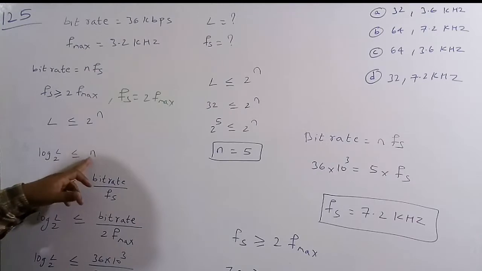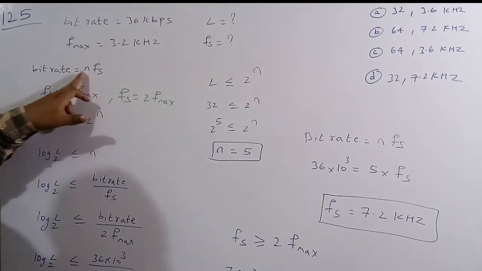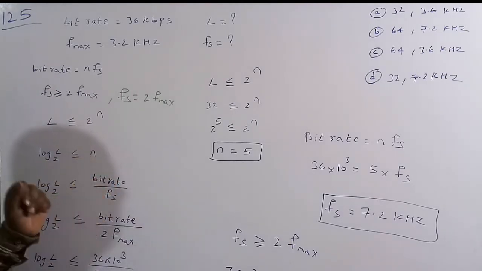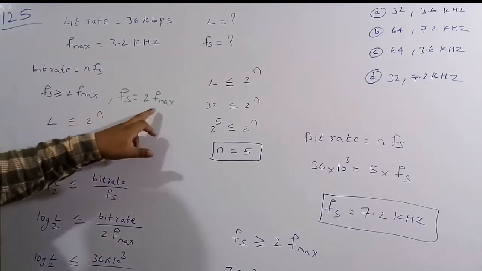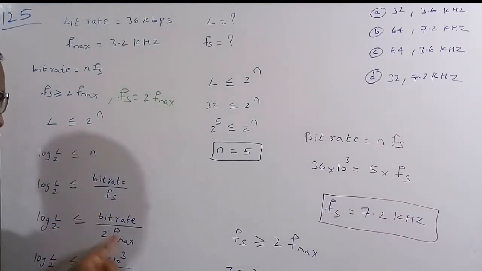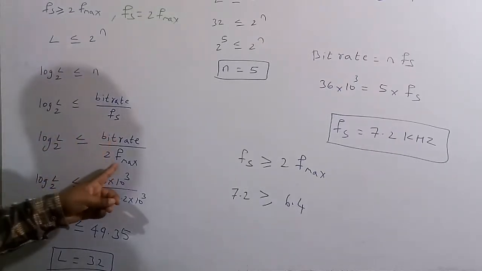So n is equal to bitrate by fs, since bitrate is equal to n into fs. In place of n I substitute bitrate by fs. Here fs is again equal to 2 into f max, so in place of fs I substitute 2 into f max. So log L base 2 is less than or equal to bitrate by 2 into f max.